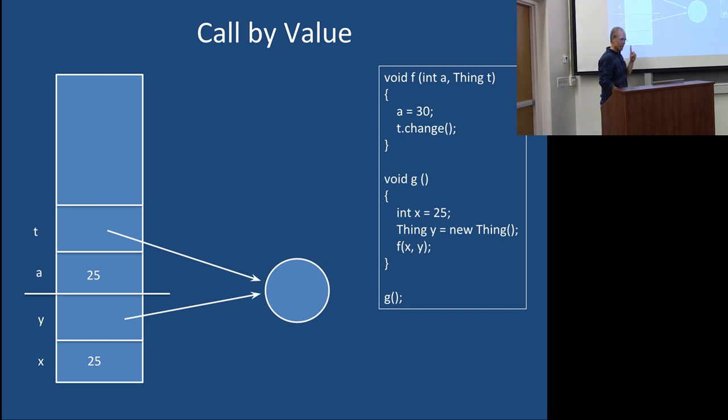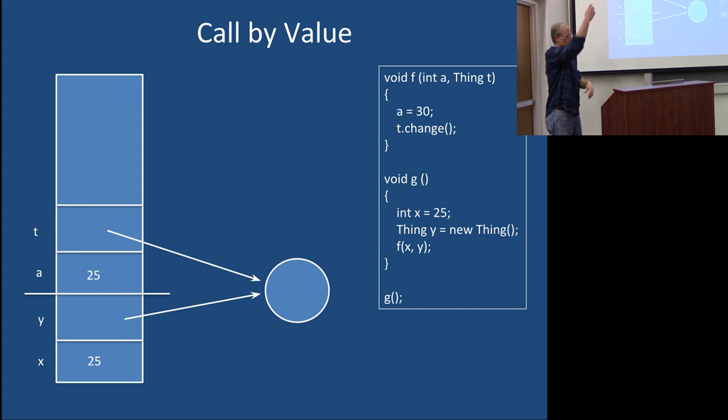Now, you've got to be careful. The object's not being copied. What's being copied? The reference. Whatever is stored here. The value of the expression. So some people want to call this call by reference. No, we're passing references, but it's not call by reference. Call by reference is a different thing. But y and t both refer to the same object.